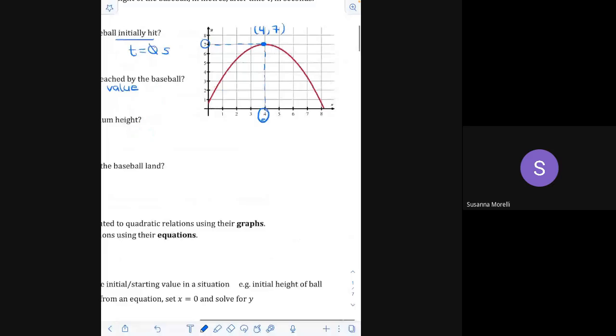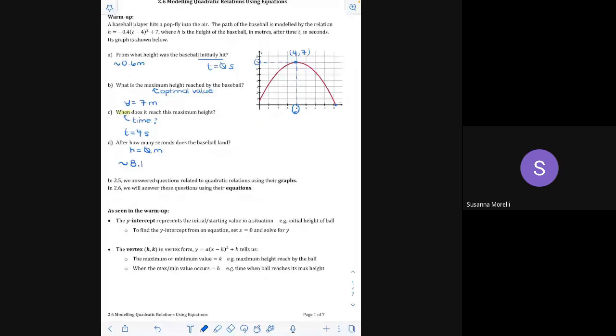And again, we're just going to estimate from the graph. We're not using the equation yet in our examples. So it's just a little past 8 seconds. So we're going to say approximately 8.1 seconds.